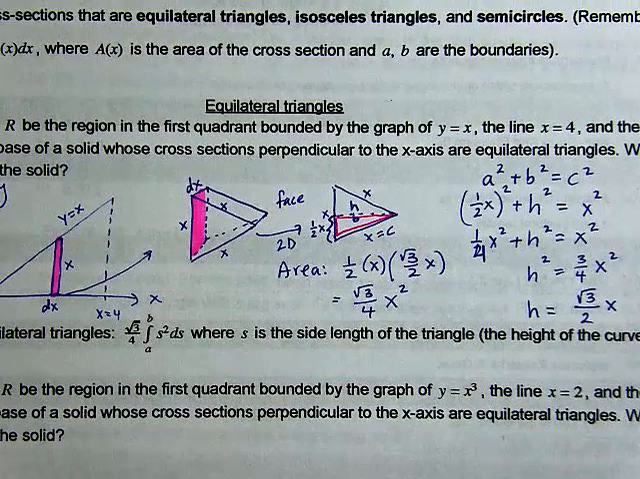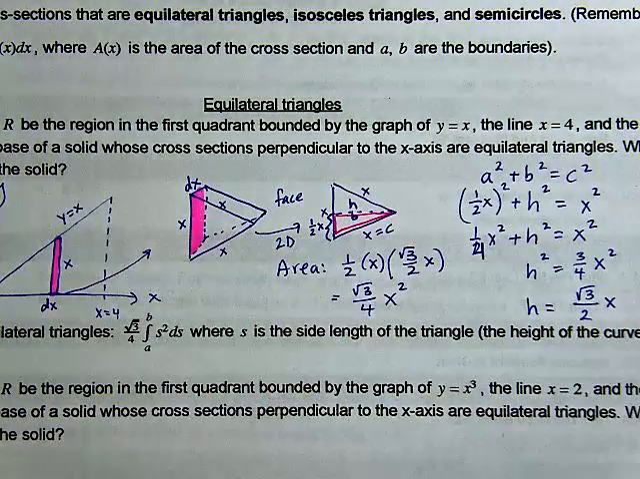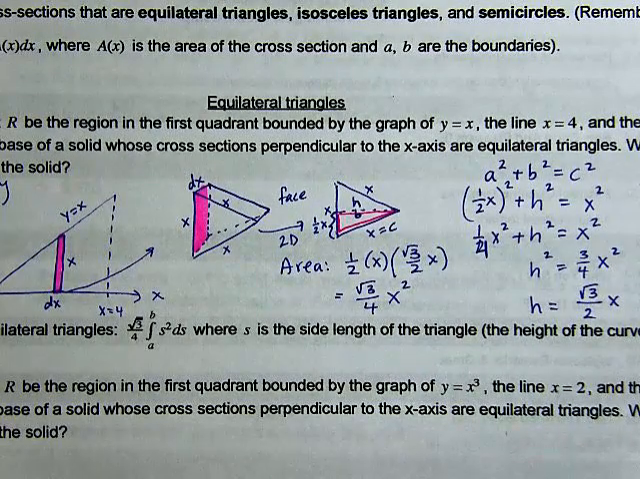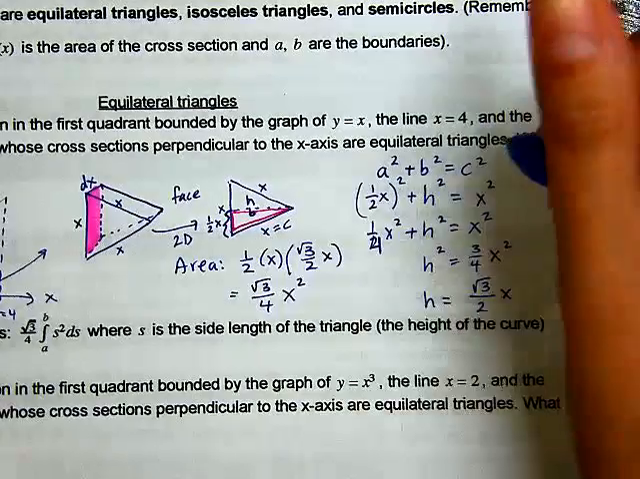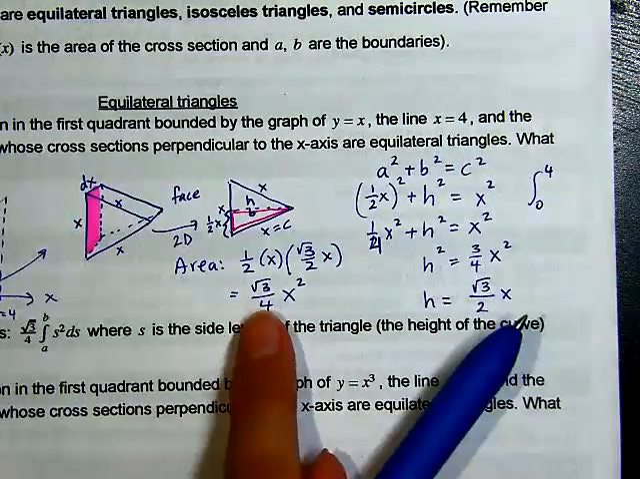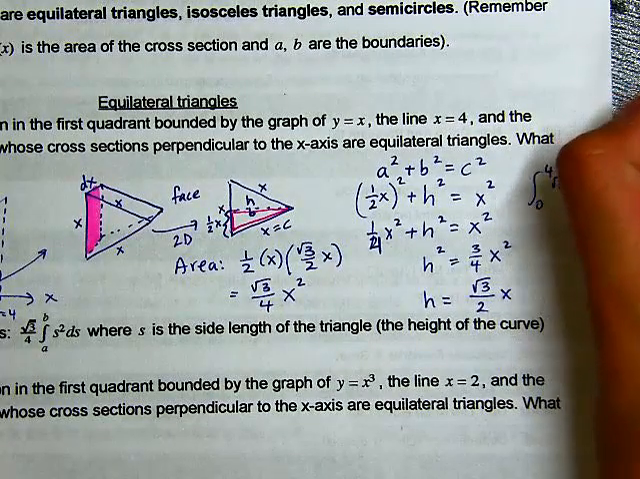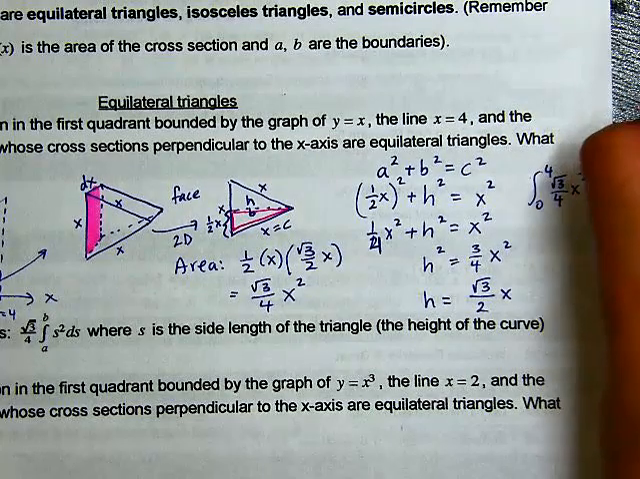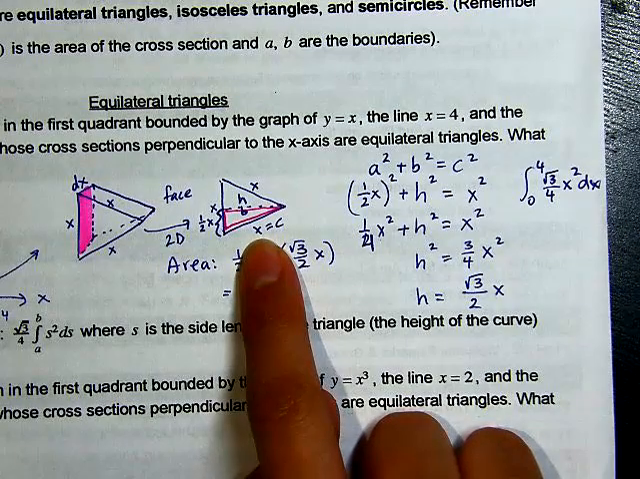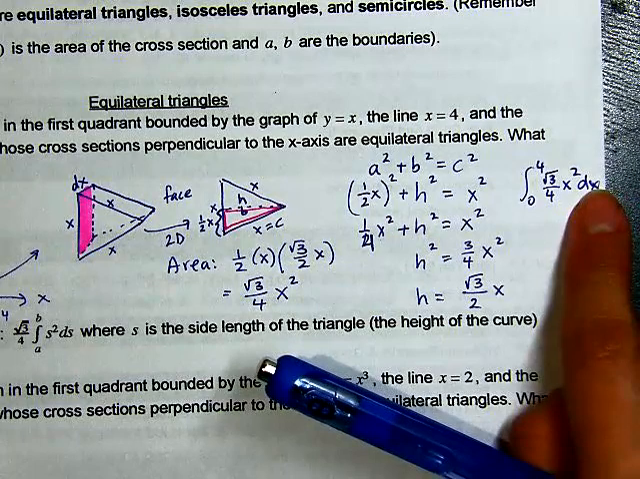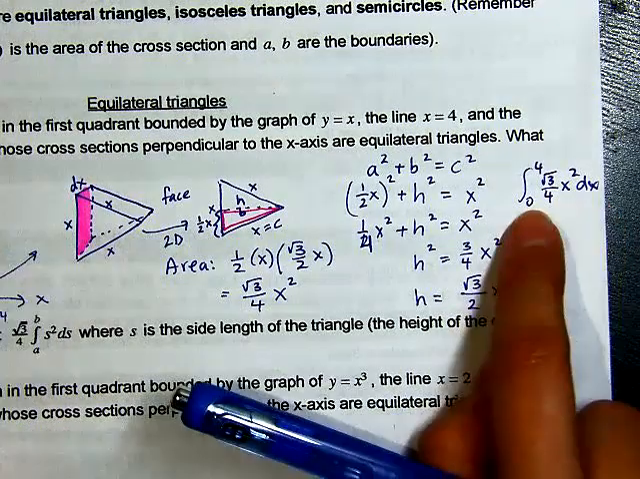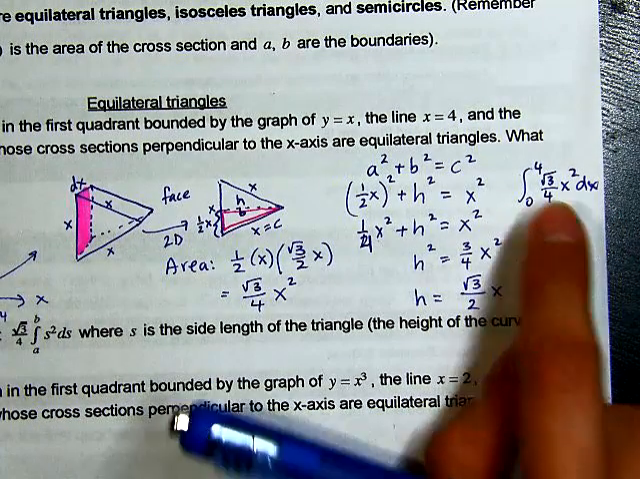So now that we have the area of just this one face, we're going to go ahead and find all the areas added up together. So I will do that over here. We are going from 0 to 4, and I'm going to go ahead and take square root of 3 over 4 x squared dx. So remember, this was the area of one slice. And so now we are going to find the volume of all the slices by doing dx. So there's the dx, and then adding up using integrals.